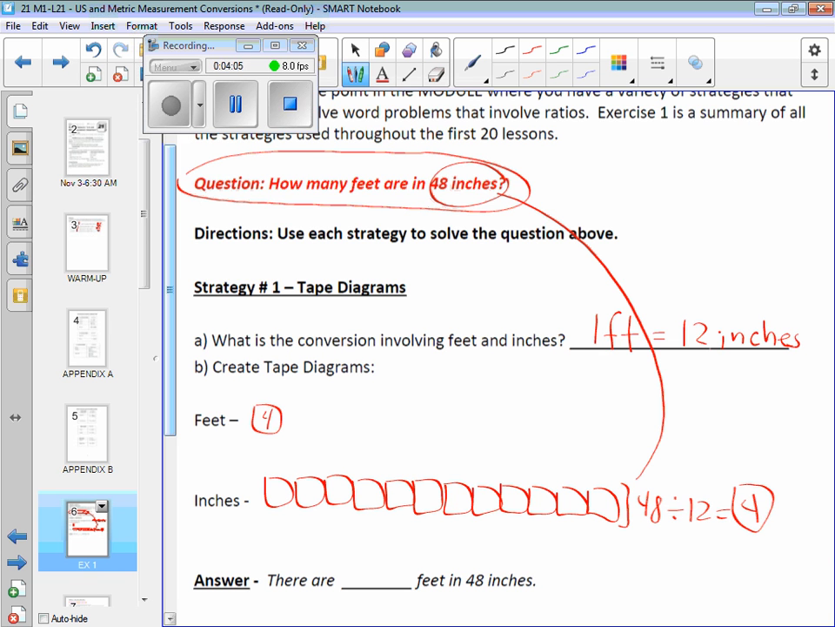Put 4 in every box. And then you could see right away that 48 inches is how many feet? 4. Good. So that's the tape diagram method.